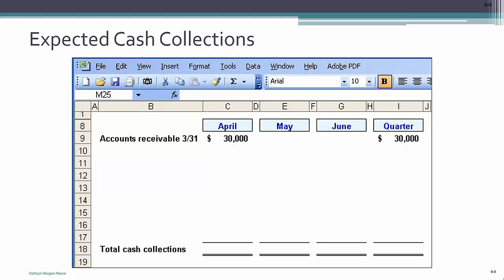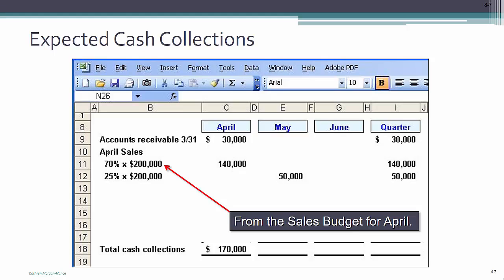The first step in calculating Royal's cash collections is to insert the March 31st beginning accounts receivable balance of $30,000 into the April column of the cash collection schedule. This balance will be collected in full in April. The second step is to calculate the April credit sales that will be collected during each month of the quarter. We will collect another $140,000, that's $200,000 times 70%, in April.